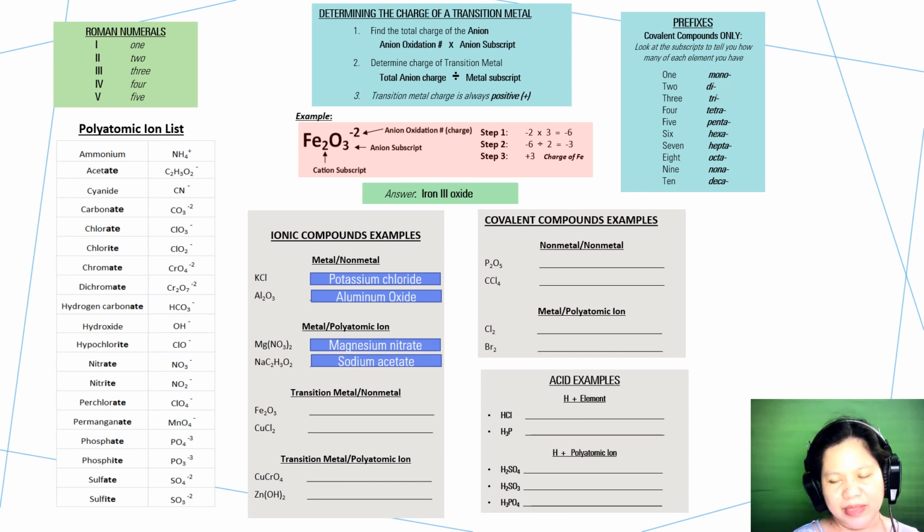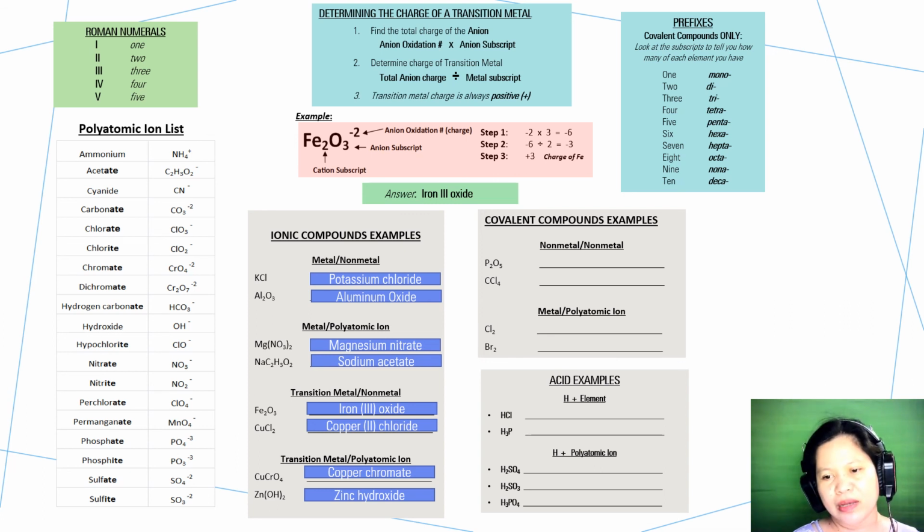Transition metals and non-metal. You have iron and oxygen. So this will be iron 3 oxide, copper 2 chloride. Okay. For transition metals and polyatomic ions, name first the metal, which is copper, then chromate. Okay, what about for zinc? So you have zinc hydroxide. So mapapansin mo walang nakalagay na 2 kasi magka-cancel out yan when you balance the equation.